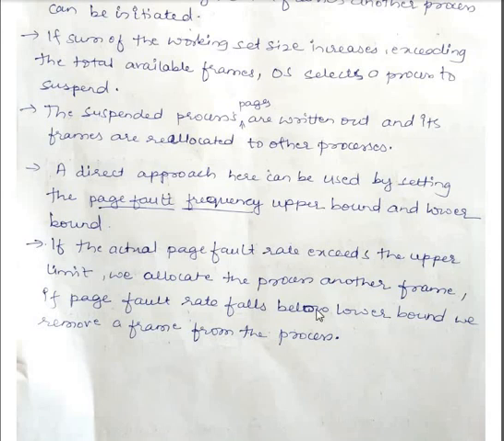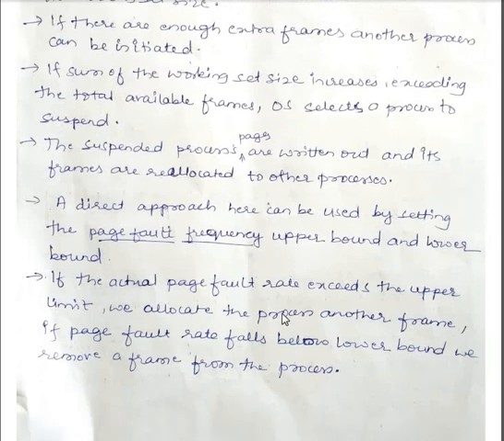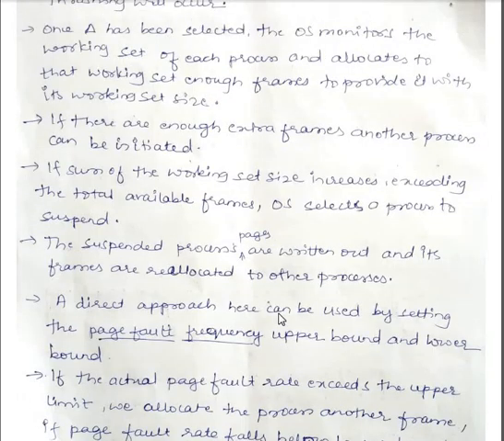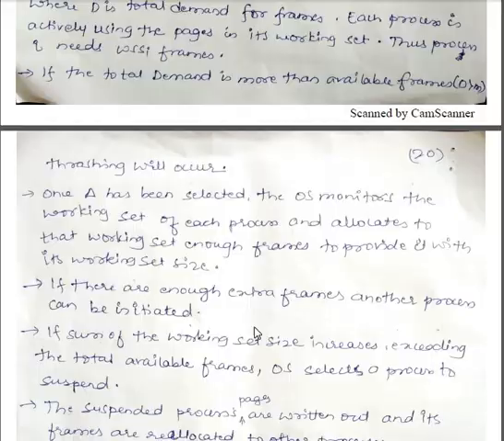By monitoring the upper bound and lower bound, again you are reducing the page faults. When you reduce the page faults, the paging activity delay is also reduced. When the delay is reduced, thrashing does not happen. So these are the two methods: finding the working set size using the delta parameter and the demand of the frames, and putting limits on the page fault frequency. By doing this, we can reduce the thrashing.